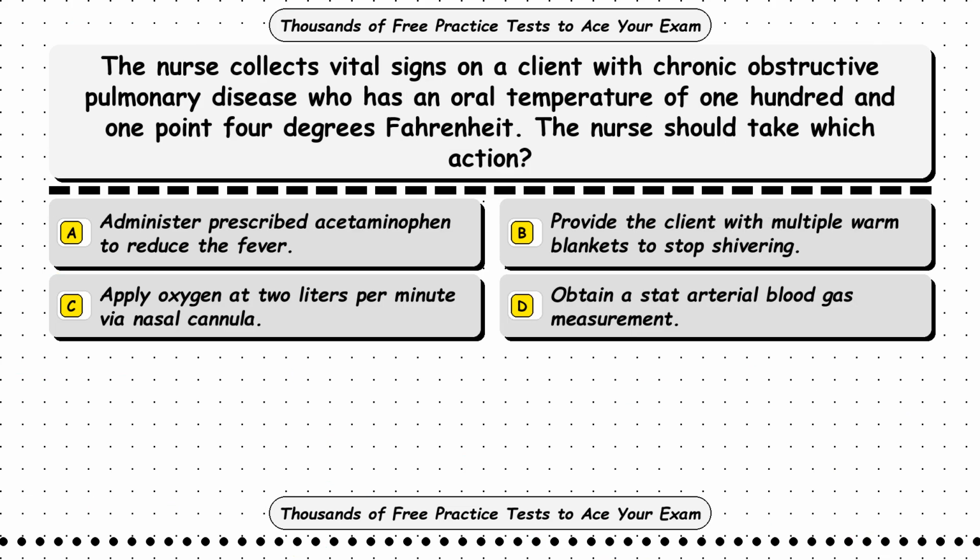Question 24. The nurse collects vital signs on a client with chronic obstructive pulmonary disease who has an oral temperature of 101.4 degrees Fahrenheit. The nurse should take which action? Option A. Administer prescribed acetaminophen to reduce the fever. Option B. Provide the client with multiple warm blankets to stop shivering. Option C. Apply oxygen at 2 liters per minute via nasal cannula. Option D. Obtain a stat arterial blood gas measurement.